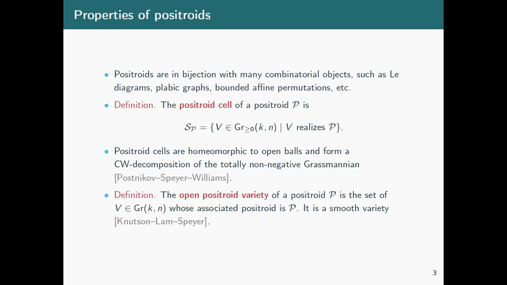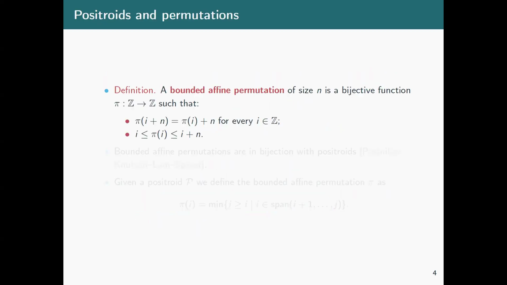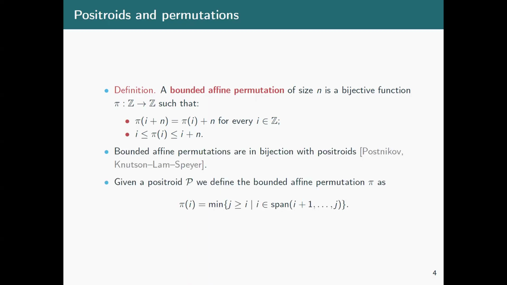Okay, so let me tell you a bit more about the combinatorial structures of positroids. And what I'm going to tell you today is the relation with bounded affine permutations. So a bounded affine permutation of size n is a bijective function between the integers, which is periodic, so pi of i plus n is pi of i plus n, and it's bounded. So the image of i is between i and i plus n. Okay, so as I said, bounded affine permutations are in bijection with positroids.